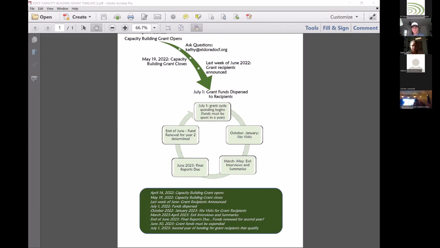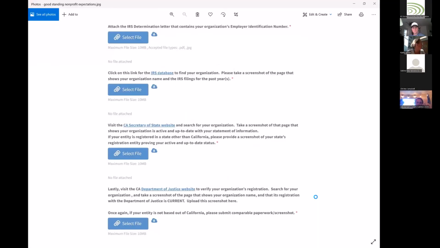And then the sneak peek, which many of you probably already saw because I put the email out yesterday, is this. Plan on this with every application going forward, but we will be asking for these 3 screenshots. Ultimately, it shows that you're in good standing with the state of California. If you're not in California, we will also share how you can do this from whatever home state you are registered in, but you will need to click on the IRS database and take a screenshot of your organization and show that your IRS filings are current.